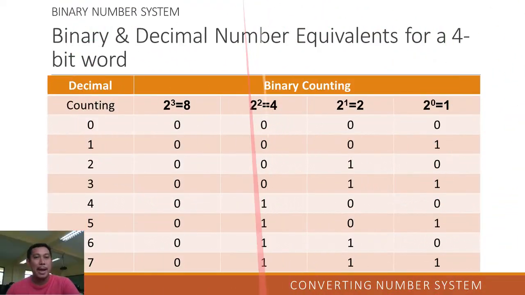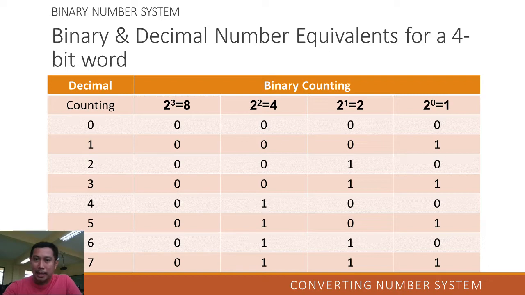That is the binary decimal representation equivalence for a 4-bit word. Remember, 4-bit word. So with 4 bits, the maximum possible number is 1111, or the decimal number 15. So what is this table all about? Let's touch on this one by one. So these here are the binary representation in the form of bits. We have the first bit, second, third, and fourth bit.